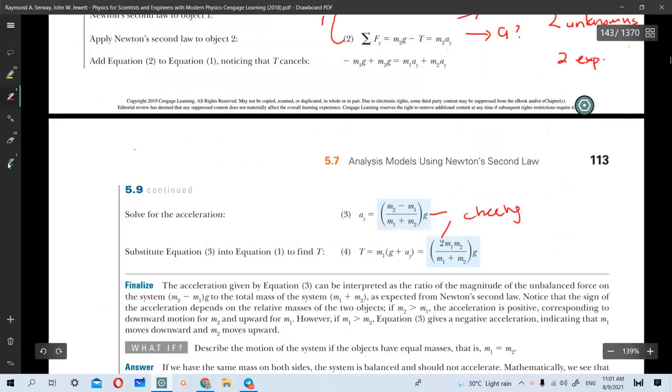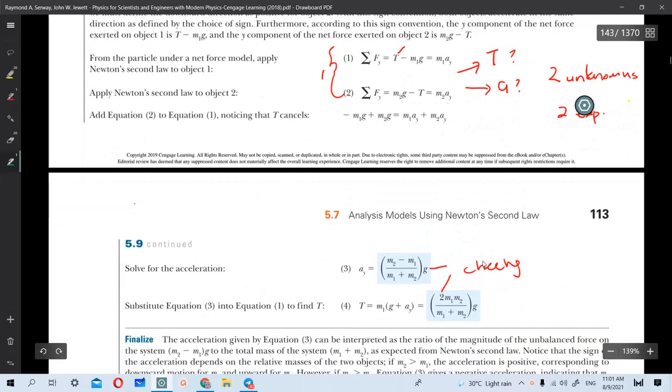And by the way, do remember that we are not going to substitute g as negative 9.8. It's just 9.81 or 9.8, without the negative. Why? Again, because the negative has been included in the direction of the expressions.